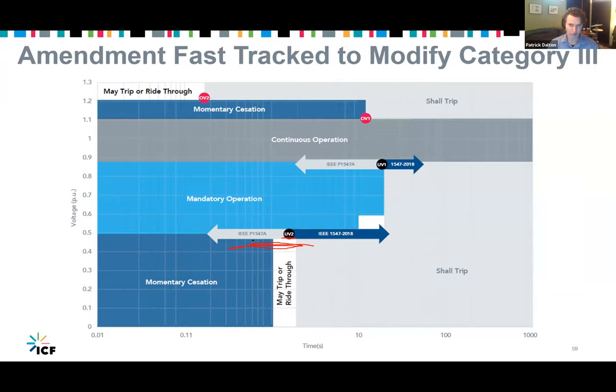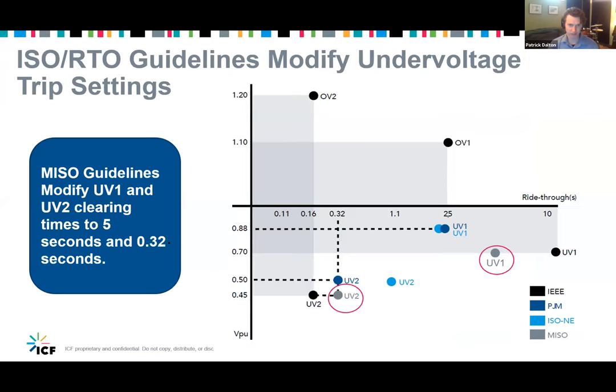And so there was this amendment, IEEE 1547A, that was fast-tracked to allow for a wider range of settings. It was published just this year, it's a 2020 amendment. And I think that might allow additional regions. This is typically done at the ISO or RTO level of adopting or modifying the default settings. I think that this might allow for additional jurisdictions to adopt category three and some of the benefits that flow from it. An example of that is MISO, actually, sort of local to where I am at the University of Minnesota.